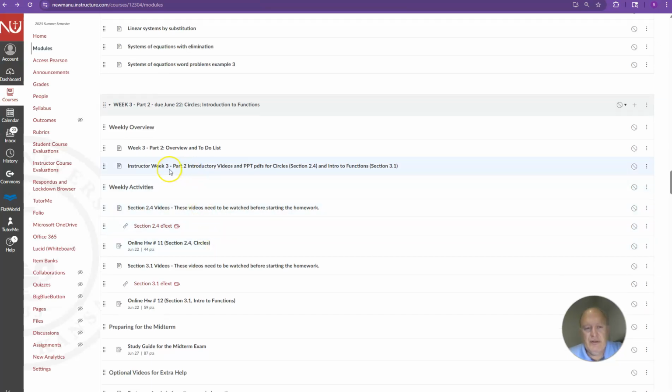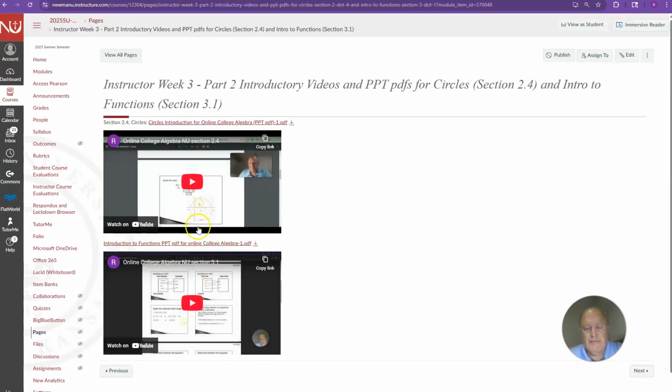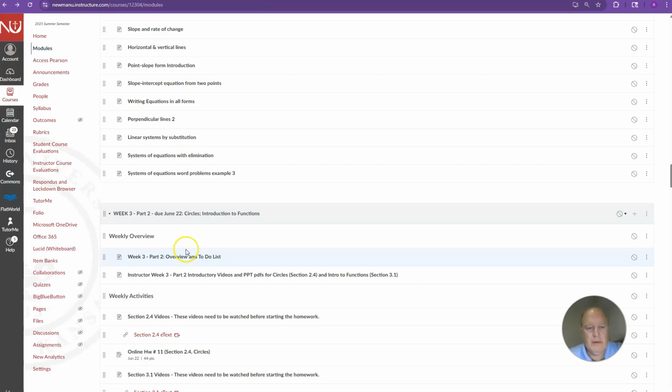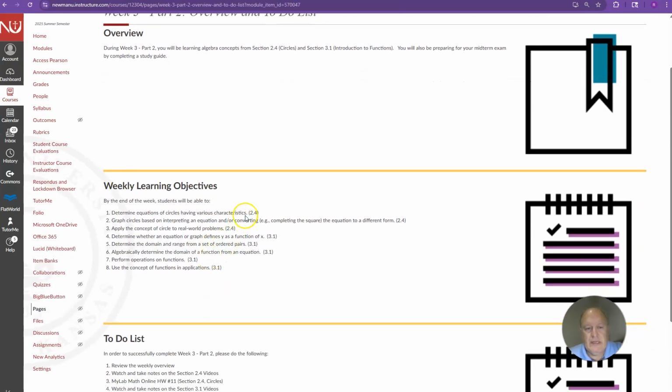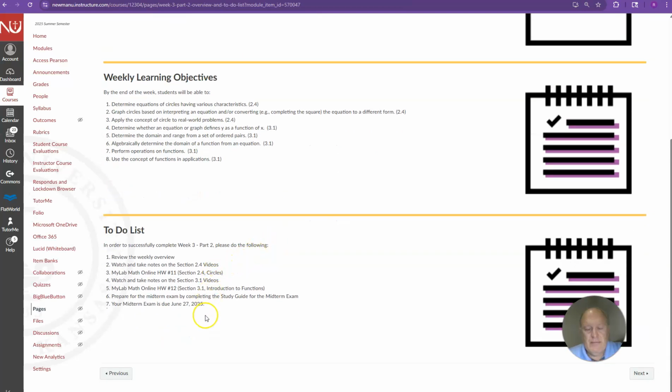Make sure you go through this. Here's your PowerPoints again and your videos. Take a look at these. You can do that. I forgot to point out the overview. Let's take a look at the overview real quick. Part 2. Here's the overview. So this week you're going to work on section 2.4 and 3.1. Same setup. Reminder about your midterm being due on the 27th.